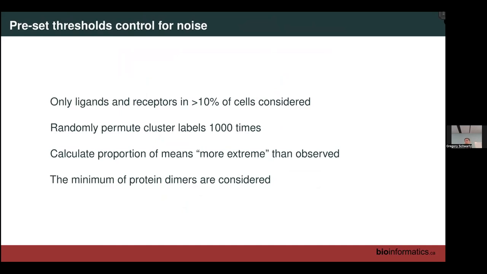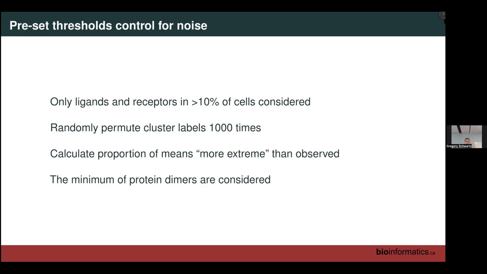There's a lot of customizability for this kind of process. For example, within CellPhoneDB, they only consider ligands and receptors that are present in greater than 10% of the cells within that cluster. They randomly permuted the cluster labels 1,000 times. I would recommend maybe doing a bit more, just because permutation tests require many permutations in order to be reliable. They calculate the proportion of means as extreme as or more extreme than what you would observe.